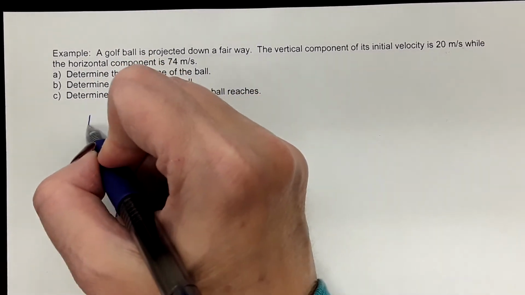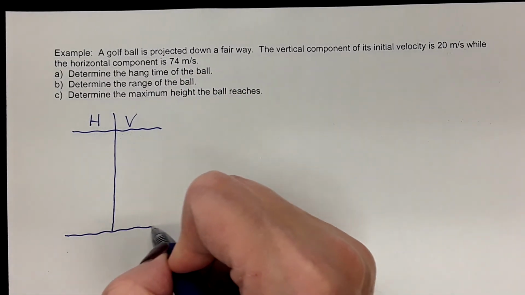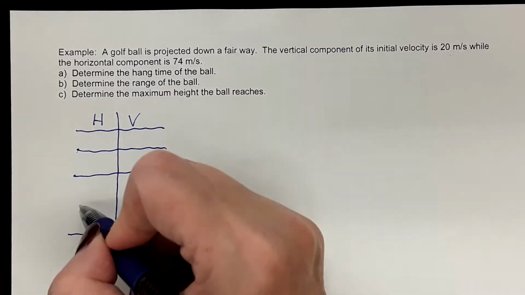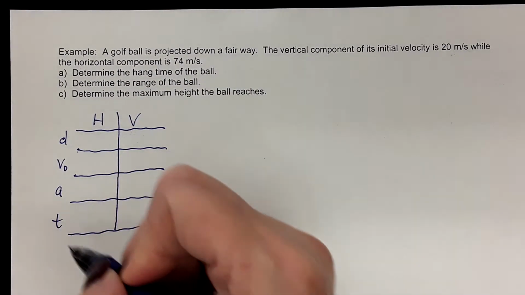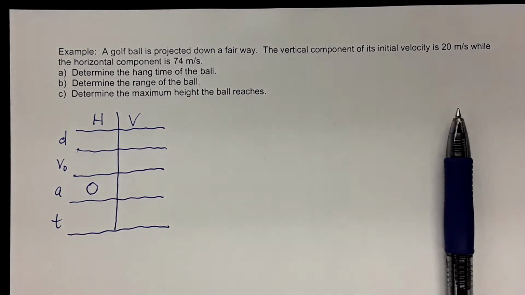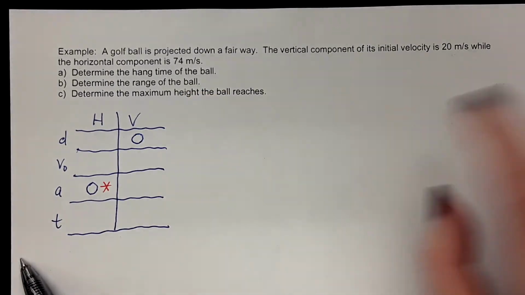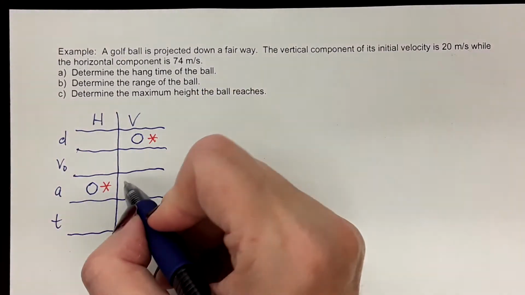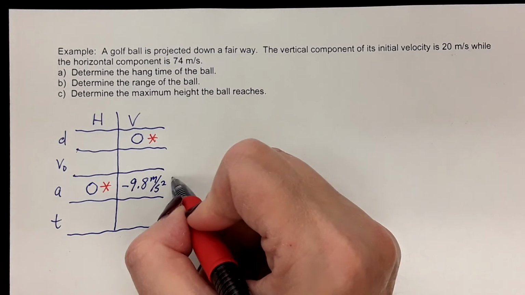So the first thing I'm going to do is make my DVAT chart. So let's do that real quick. I split that in half because we need 4 lines, and I split that in half, and I split that in half. All right, so we have D, V sub O, A, T. Now, for a full symmetrical parabola, on the horizontal side, this is 0. On the vertical side, the displacement is 0 because golf balls start on the ground, they end on the ground, right? And it has a vertical acceleration of negative 9.8 meters per second squared, taking down to be negative.